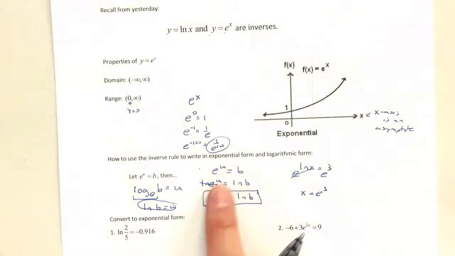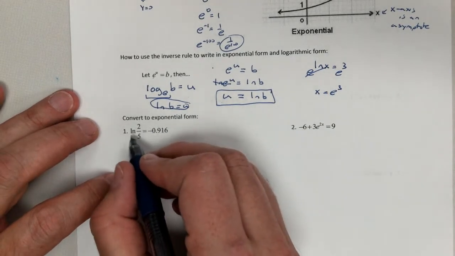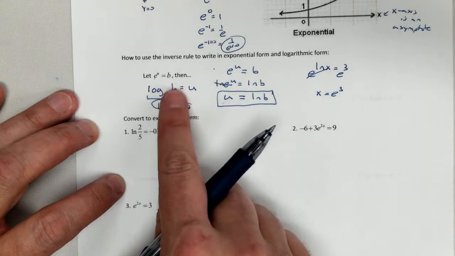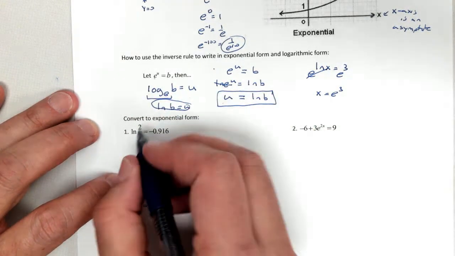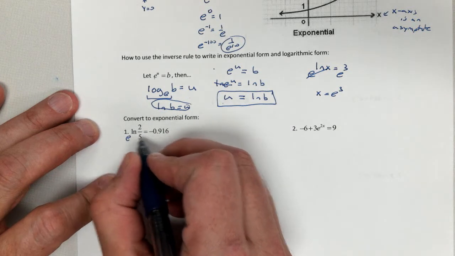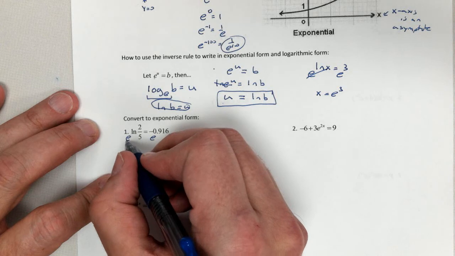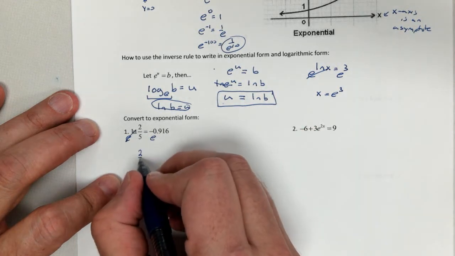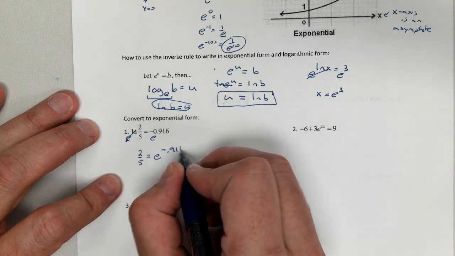So let's use these to solve some exponential equations. If I want to solve something like this, I want to get rid of the log. I can use my log properties, or I can just exponentiate both sides, like so. By exponentiating, these cancel out, and we get 2/5 equals e to the negative 0.916.